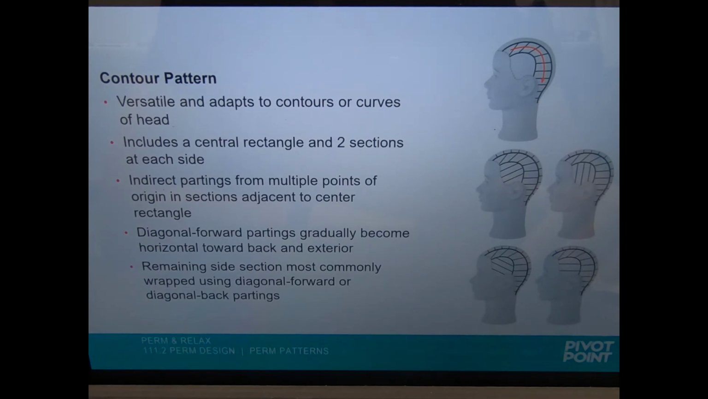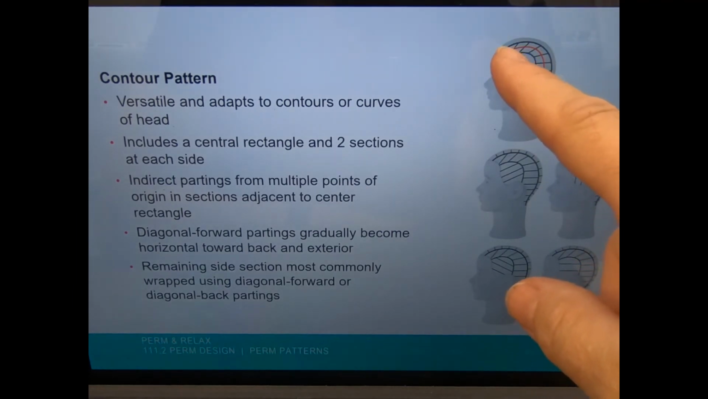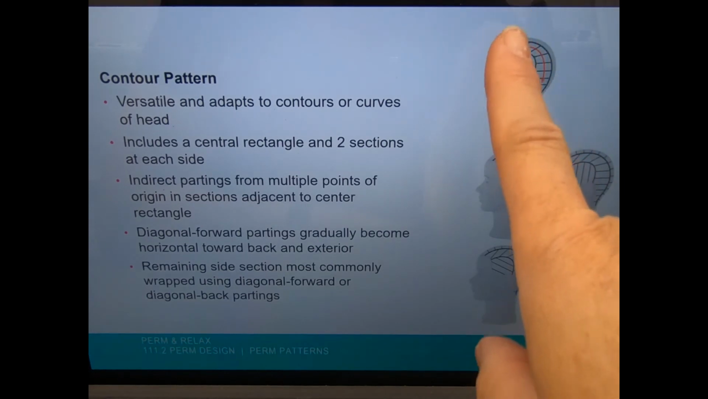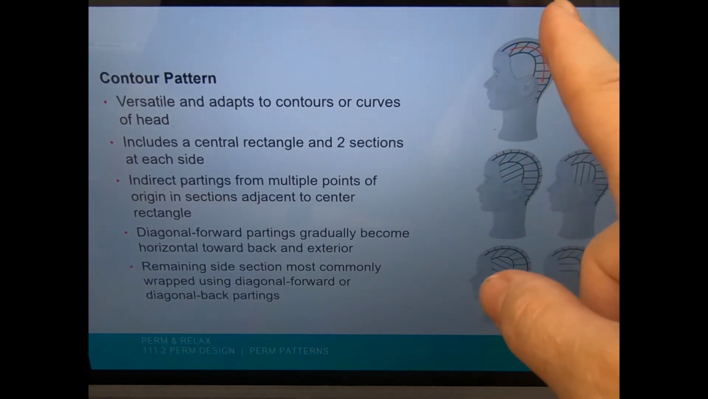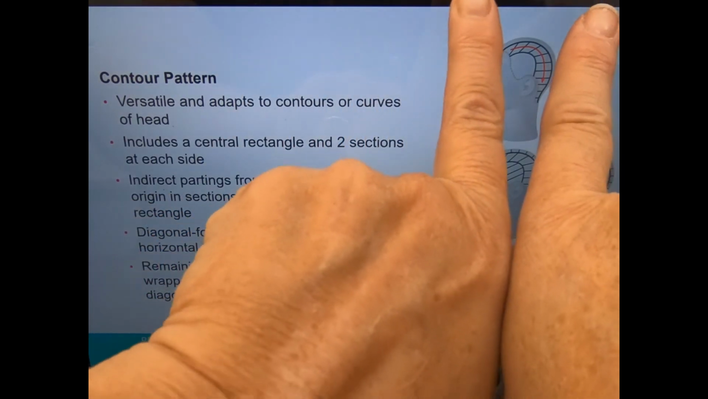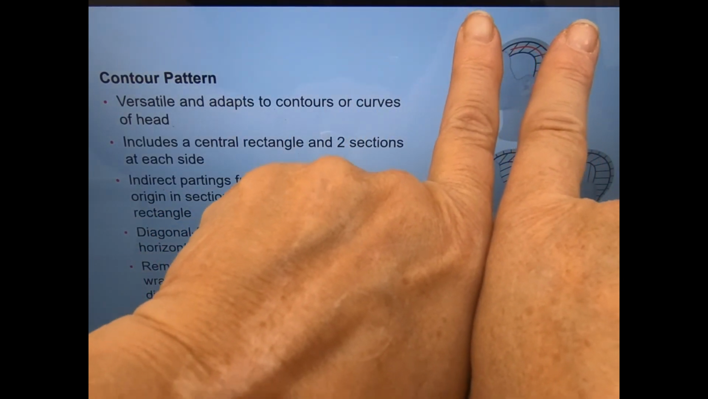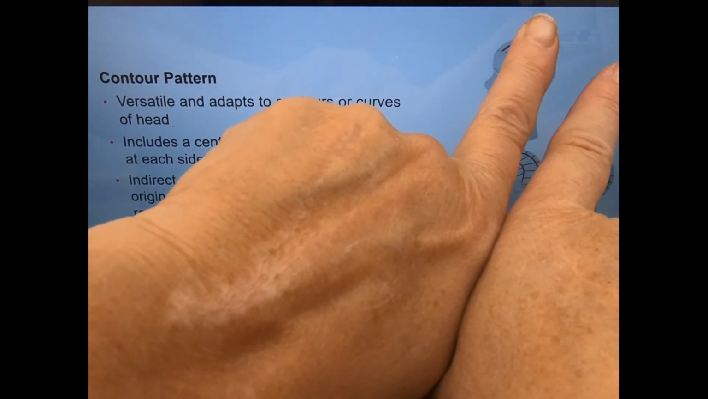All right, contour pattern. I have wrapped these. I honestly do not see any benefit to it other than you don't have those straight little lines when you're doing a regular perm. But what you would have to do is start your first piece like a candlestick. And then every section after that, you would be taking it slightly in a V shape, and in a V shape, and so on.